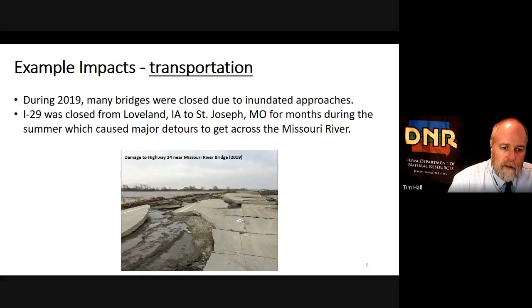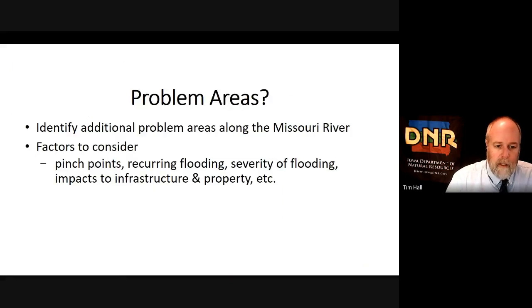Just as one example of the impacts, there were many impacts just in this location, but on the transportation side, a lot of bridges were closed due to inundated approaches. And Interstate 29 was closed from just north of Omaha all the way down to St. Joseph, Missouri for months during the summer. And for anyone who had to cross the river for work or other purposes, you remember how significant the detours were to get across the Missouri River.